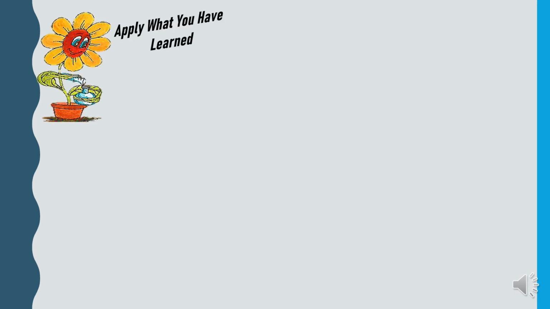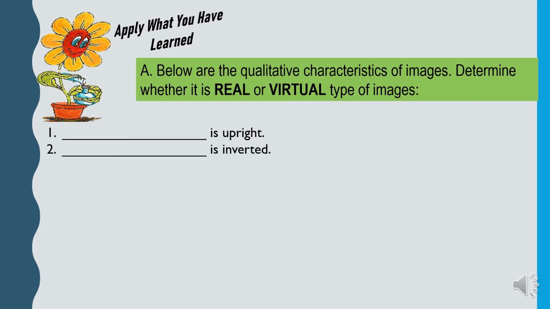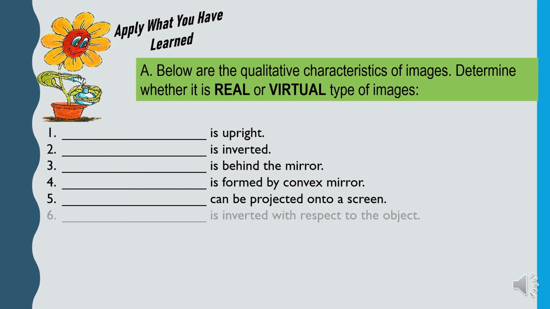Alright, we're done with the discussion on mirrors and lenses. Let's now apply what you have learned. Below are the qualitative characteristics of images. Determine whether it is real or virtual type of images. 1. Blank is upright. 2. Blank is inverted. 3. Blank is behind the mirror. 4. Blank is formed by convex mirror. 5. Blank can be projected onto a screen.